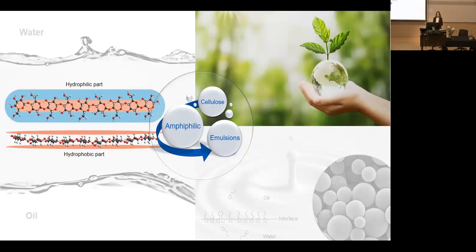Apart from its environmental importance, cellulose is an amphiphilic molecule due to a spatial distribution of hydrophilic groups, or loving water, and hydrophobic groups, or fearing water. And so this means that this molecule can be attracted by both water and oil molecules.